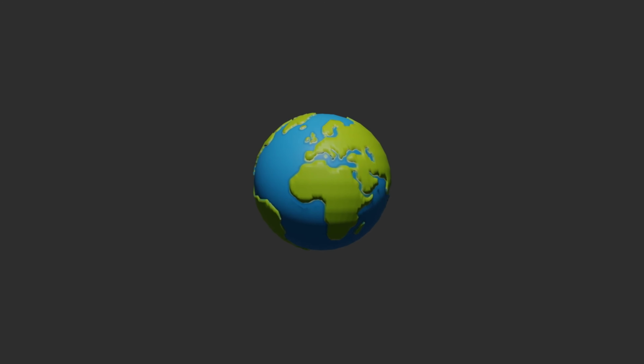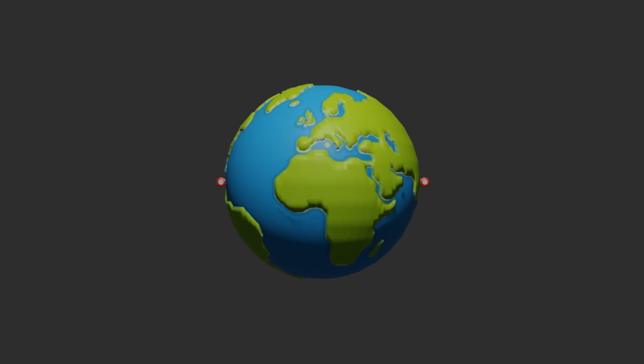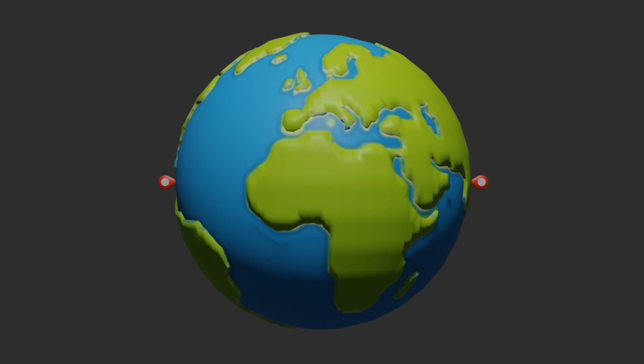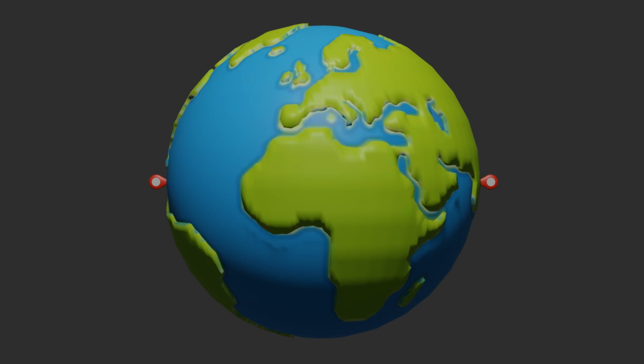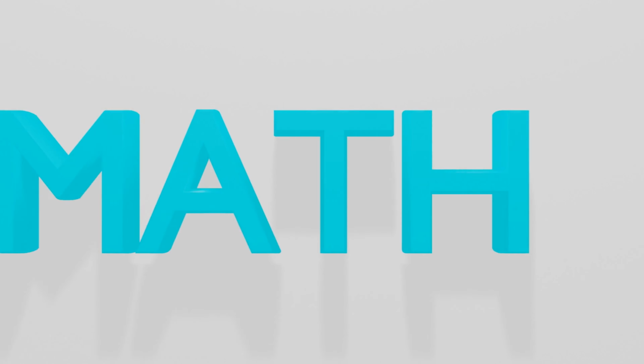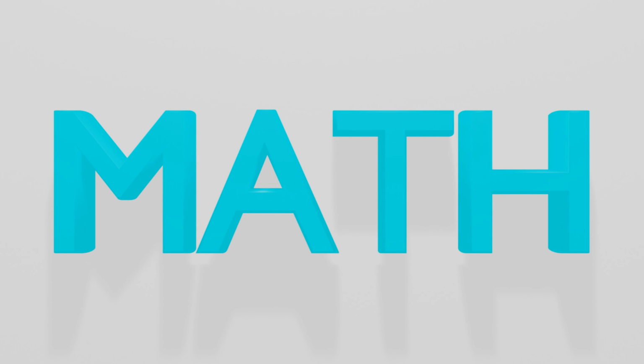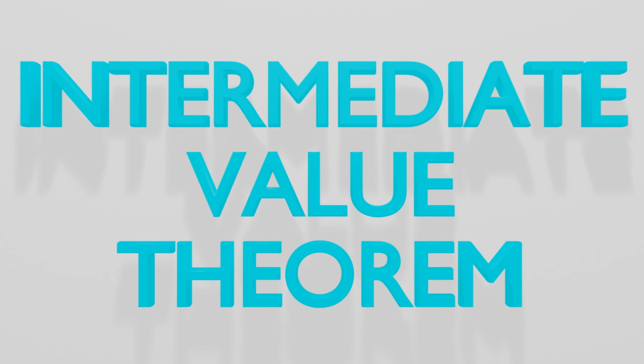Did you know that at all times there are 2 points on opposite sides of the Earth that are the exact same temperature? How do we know this? Well, it is because math tells us so. To be more specific, a math concept known as the intermediate value theorem tells us this.